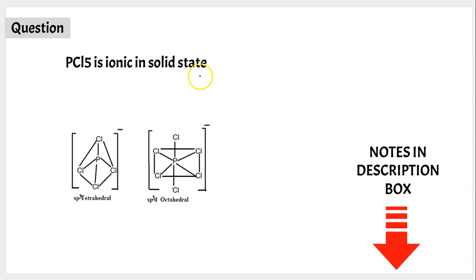PCl5 is an ionic solid, ionic in the solid state. When you take PCl5 in the gaseous state, then it is normal. It's a covalent molecule. But in the solid state, it has got ionic characteristics. Why? What is the reason?